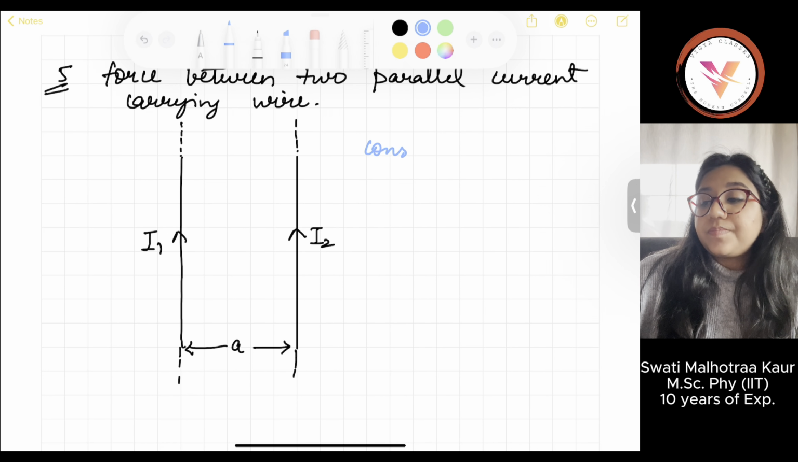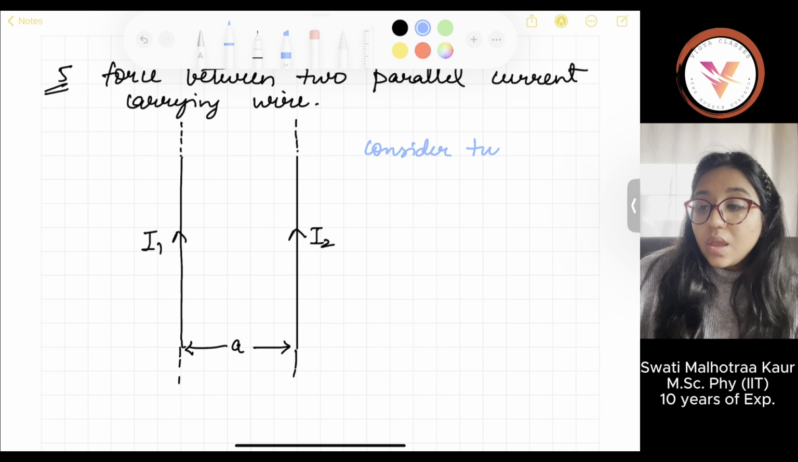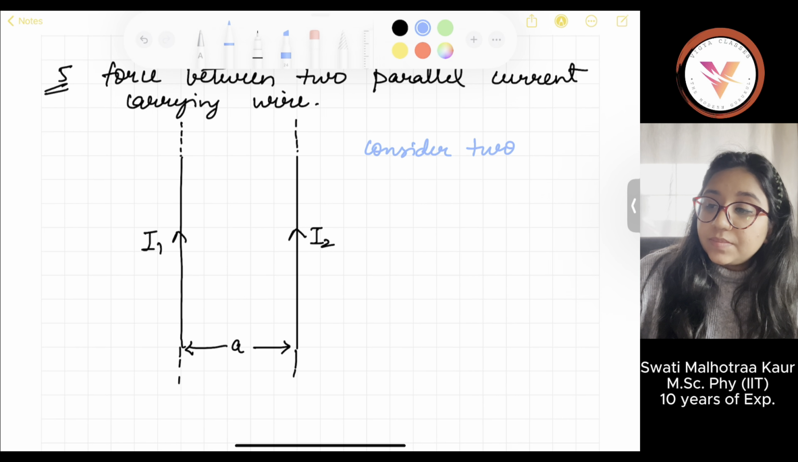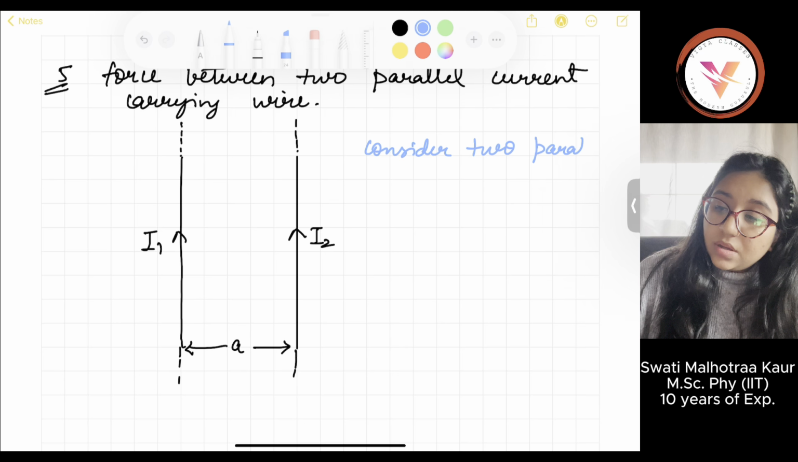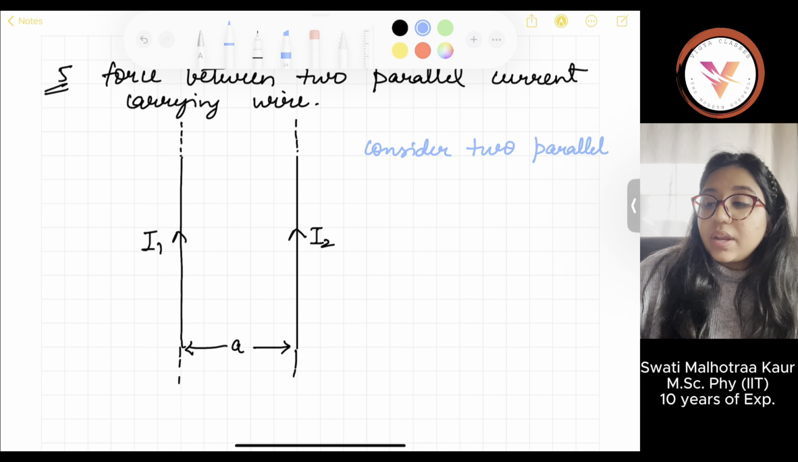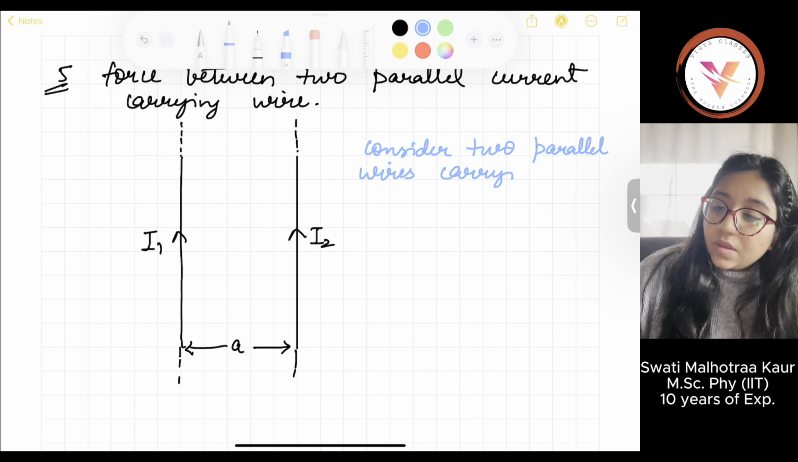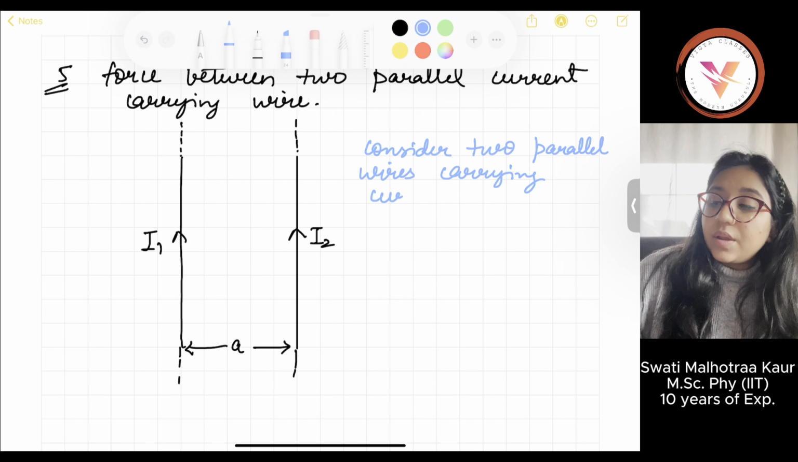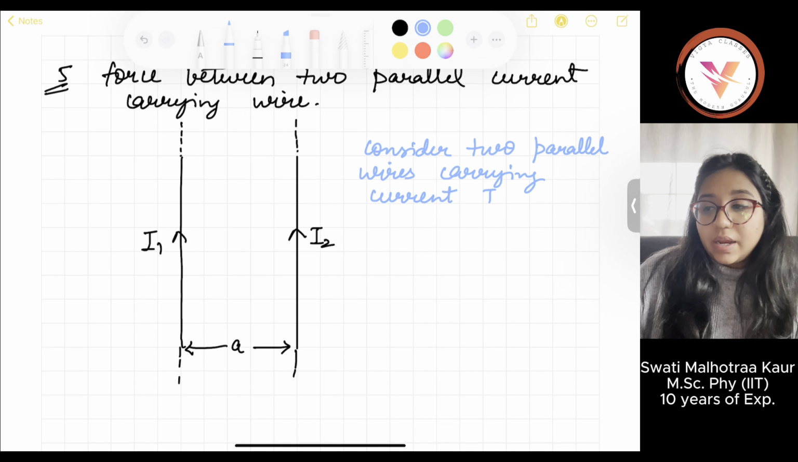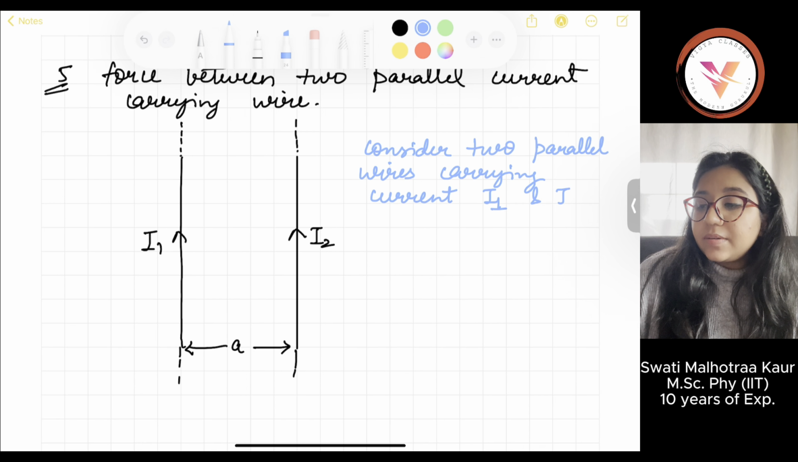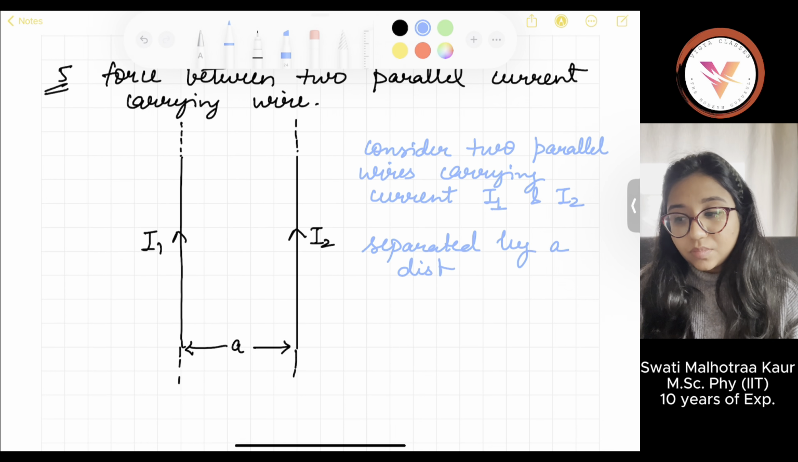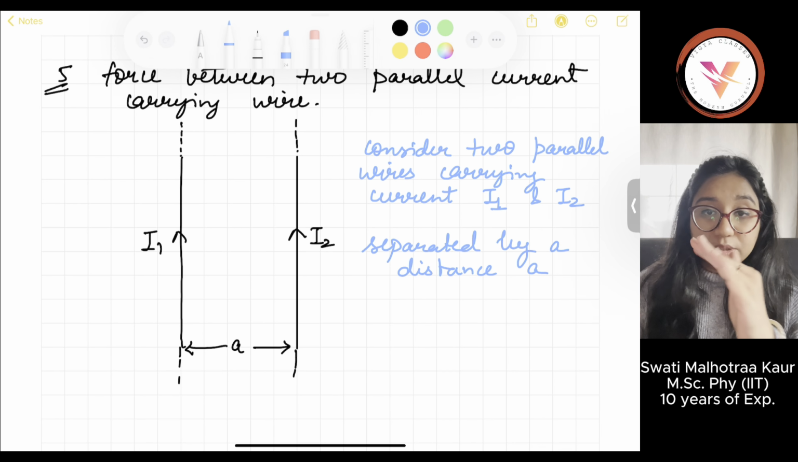Consider two parallel current carrying wires, carrying current I1 and I2, separated by a distance A. Okay. Now we have to calculate the force between these two wires.